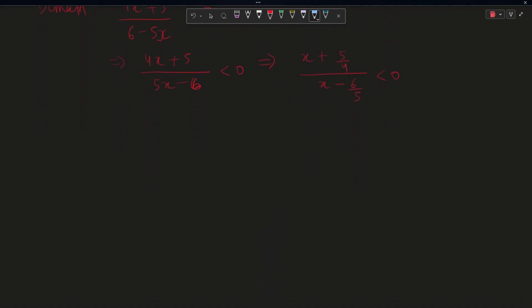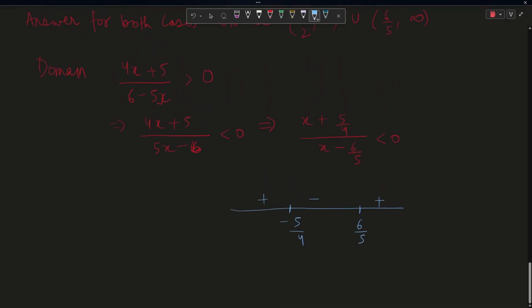We will draw the points for this. So for drawing the points, minus 5 by 4, and 6 by 5, plus, minus and plus. We have to consider the case where the expression is less than 0, right? Why less than 0? It was initially greater than 0, but we have altered the sign of 6 minus 5x so that the variable part comes with the positive sign for solving the inequality, and hence multiplying both sides of the inequality by a negative sign reverses the sign of the inequality. So we have to take the case from minus 5 by 4 to 6 by 5.